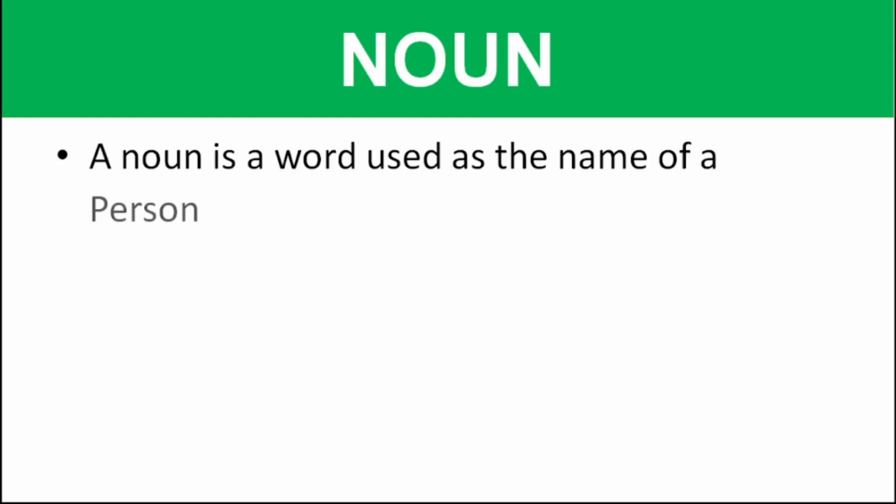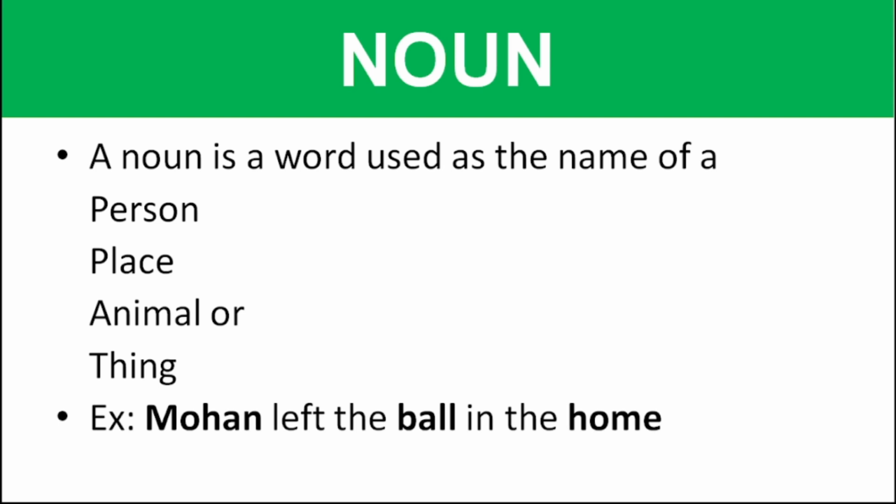So dear viewers, if we look at the definition, a noun is a word used as the name of a person, place, animal or a thing. To understand easily, now we will look at an example. Mohan left the ball in the home. Here Mohan is the name of a person, the ball is the name of a thing, and the home is the name of a place.